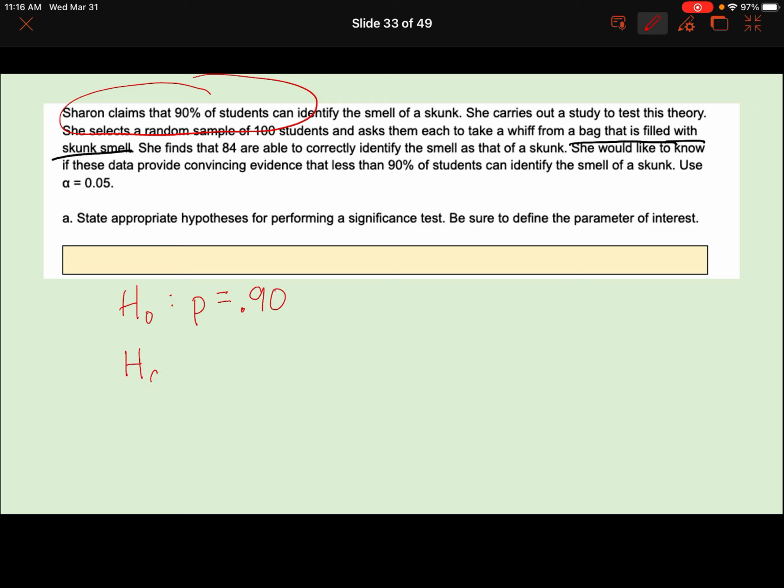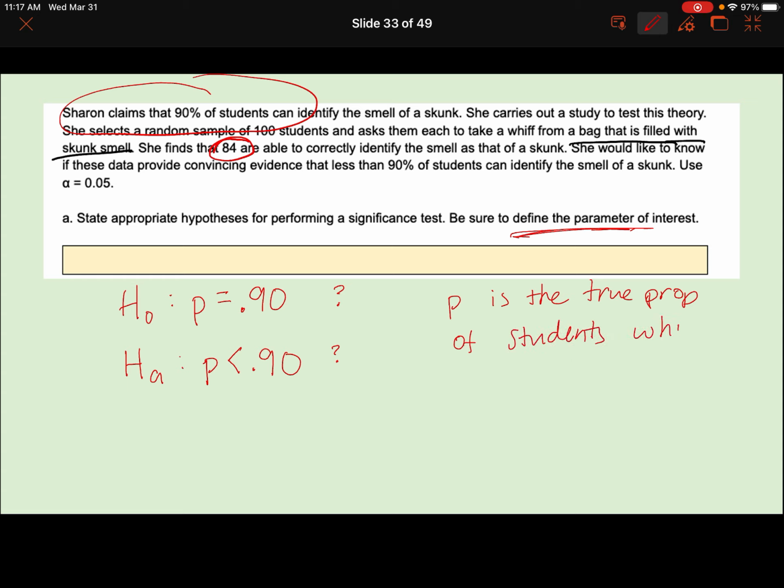My alternative hypothesis is what we think might be happening here, that the probability is actually less than that. And the reason why we're going with less is because we had only 84 who were able to identify it. So the question is, is it 90%, or is it actually less than 90? Because our results might make us think maybe it is actually less than 90. And then here, just to define it, you've got to define your parameter. P is the true proportion of students who can identify the smell of a skunk.